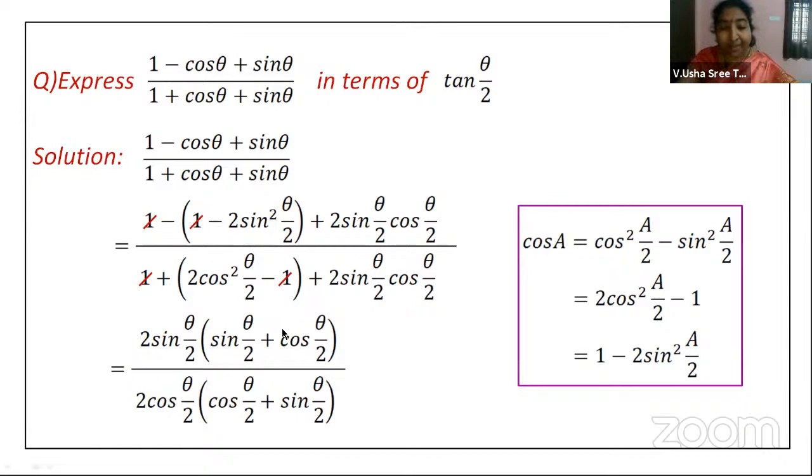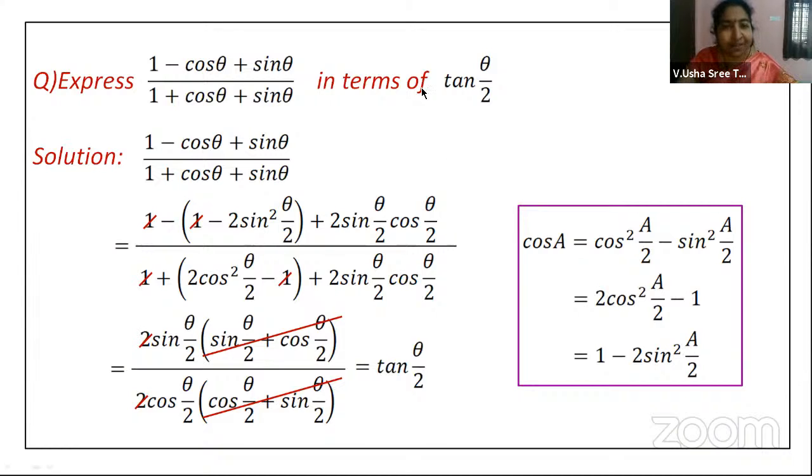Now, just observe the bracket part in the numerator and the denominator. Both are similar, right? Both are the same, so you can very well cancel. And not only that, you can cancel 2 in the numerator and denominator also. Then what are we left with? Sine theta by 2 by cos theta by 2. Sine by cos gives you tan. So this is equal to tan theta by 2.